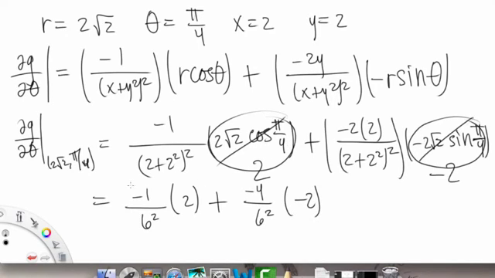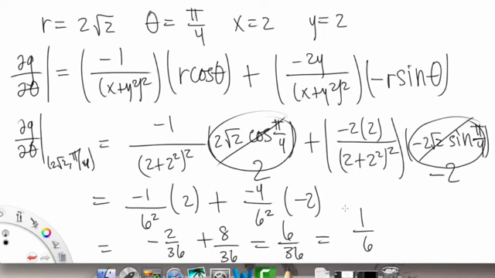So now this is just going to be, let's see what we have. We have a negative 2 over 36, and then a plus 8 over 36, which turns out to be a positive 6 over 36, which is a positive 1 over 6. Alright, so that's pretty much it for that problem.